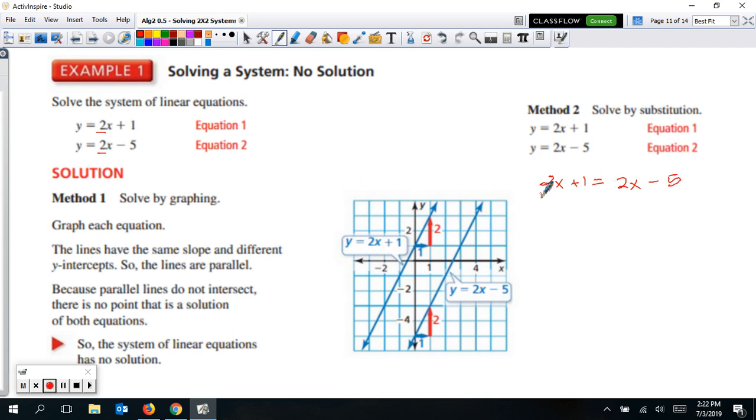We're going to be subtracting 2x from both sides to try to get the x's together, but we're going to cancel out the x's. Now we have no x's. What we have left on this side is a 1, and on this side it's a -5. And of course 1 does not equal -5. So again, this number does not equal that number, so the answer there would be the no solution answer. Okay, let's take a look at another example.